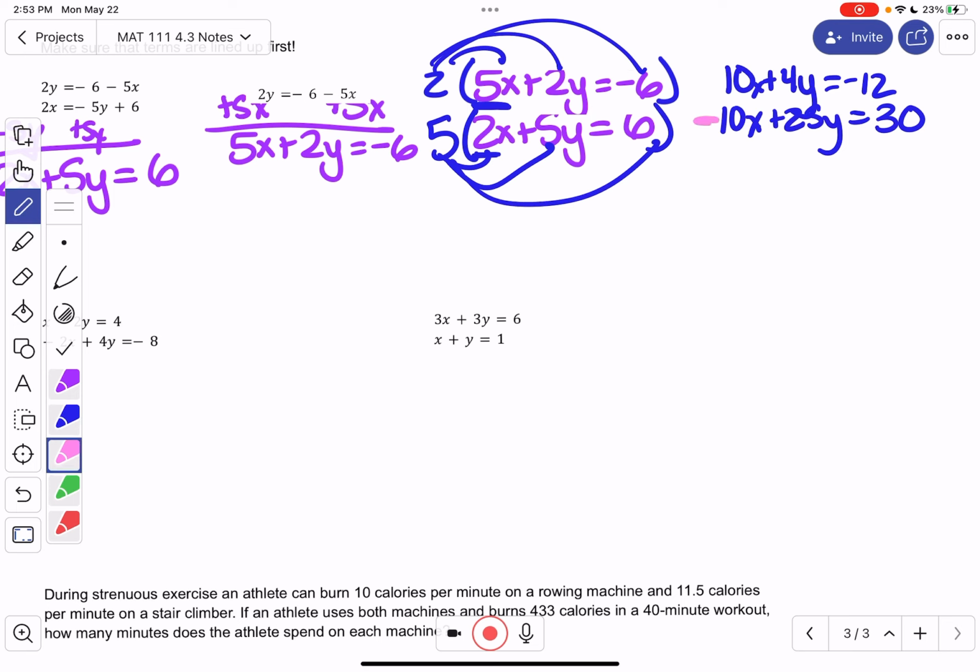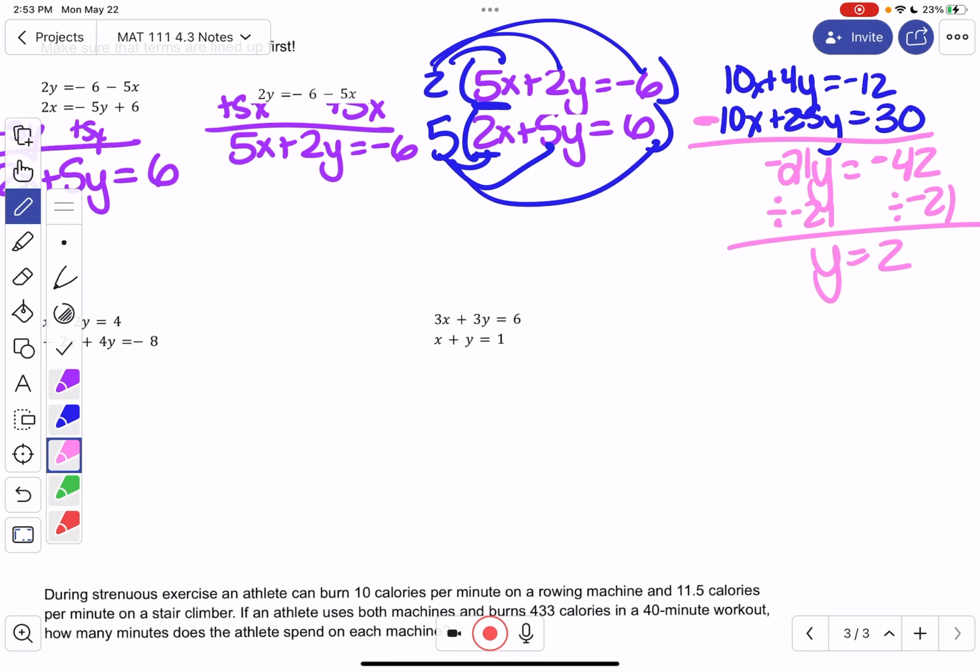These have the same sign, so I subtract. 10x minus 10x is 0. 4y minus 25y is negative 21y. And negative 12 minus 30 is negative 42. Divide both sides by negative 21. And I get y equals 2.